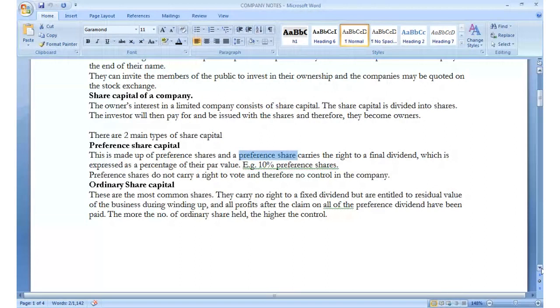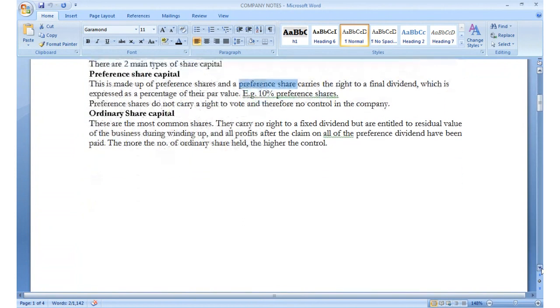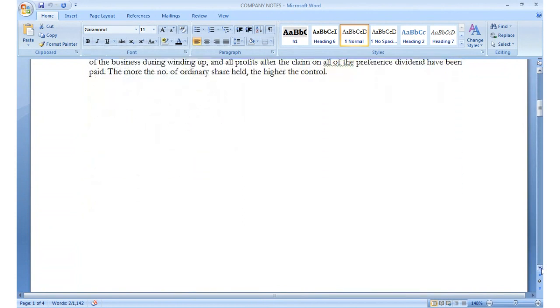So for ordinary shares, they only get a dividend when the company makes a profit and has paid for all other obligations. So it is not a must for ordinary shareholders to be given dividends. As a company, we only give them dividends when we make a profit and we don't have any other obligation. We are told that the more ordinary shares held, the higher the control. So if you buy more ordinary shares, it means you have higher control over the business of the company. Those are the two major types of shares, ordinary shares and preference shares.